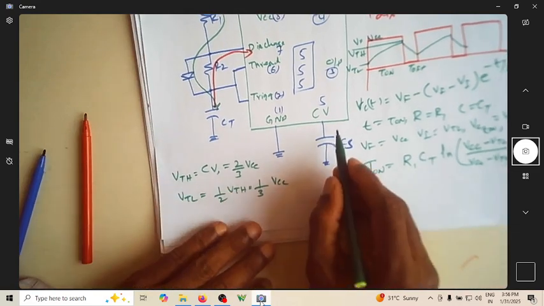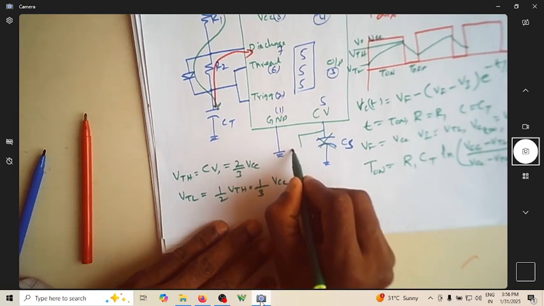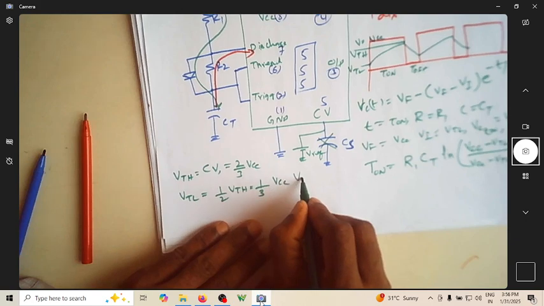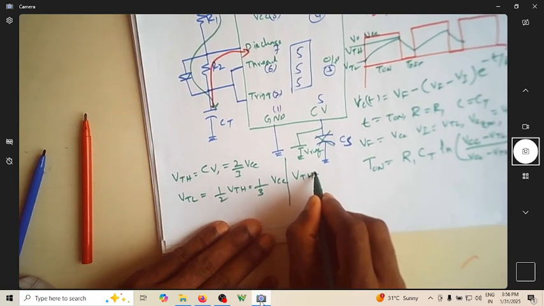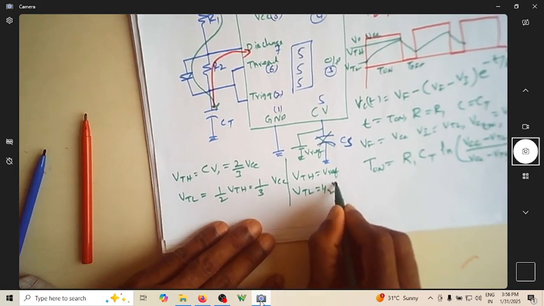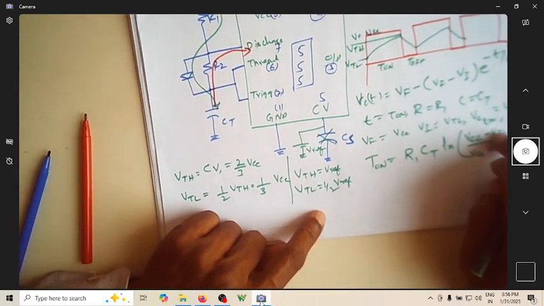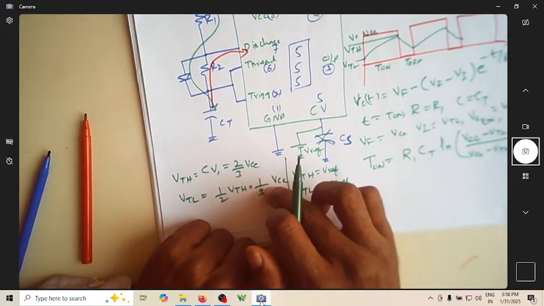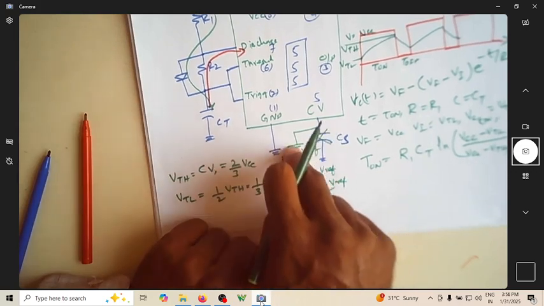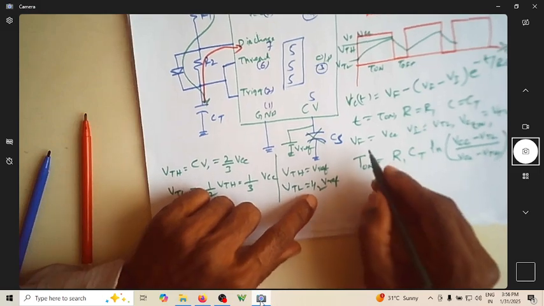So now this can be 2/3 of VCC, or if you don't have this, suppose you connect a battery here which is V reference, then VTH is equal to V reference and VTL is equal to half of V reference. Whatever VTL is there: VTL will be 1/3 of VCC and VTH is 2/3 of VCC if you're not connecting a reference voltage. If you connect a reference voltage, then VTL is half of V reference, VTH is V reference. So it is as simple as that.